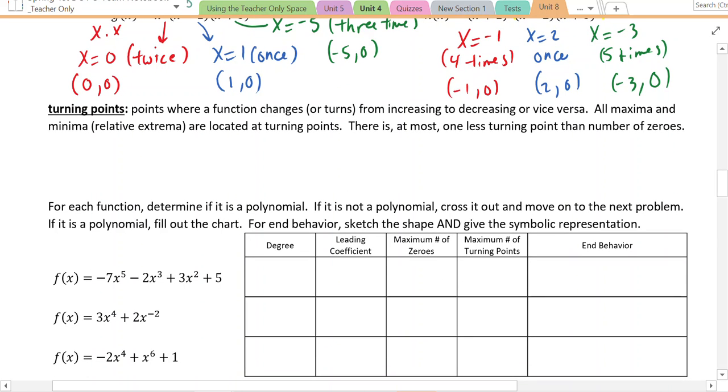Turning points are places where you're going up, you're increasing, and then you're decreasing. So remember we did this before where we were talking about the increasing intervals and decreasing intervals, and to change directions you have to pause momentarily. So basically turning points are where the curve is going up and then going down, and that point where it changes direction is a turning point. And the trick here is that all minimums and maximums occur at a turning point. You're either going up and change direction to go down, or you're going down and you change to go up.